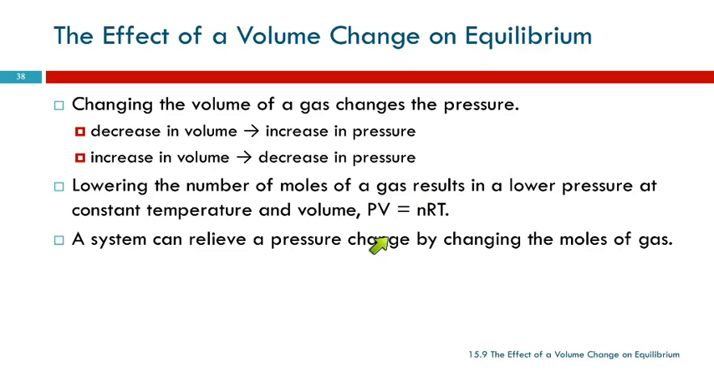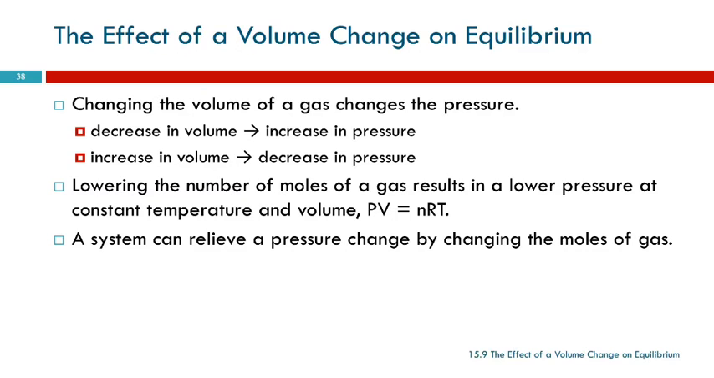We've got the ideal gas law, PV equals nRT. n is the number of moles. So this equality is true. If I reduce n, if I lower the number of moles, and keep R, T, and V the same, what's that going to do to the pressure? It's going to decrease. So you can think of it in terms of the ideal gas law.